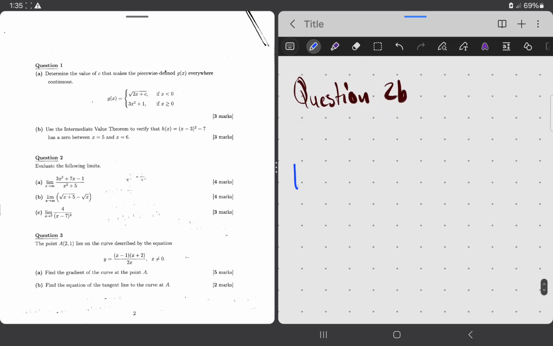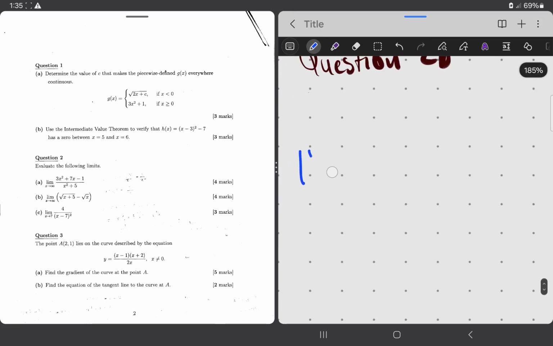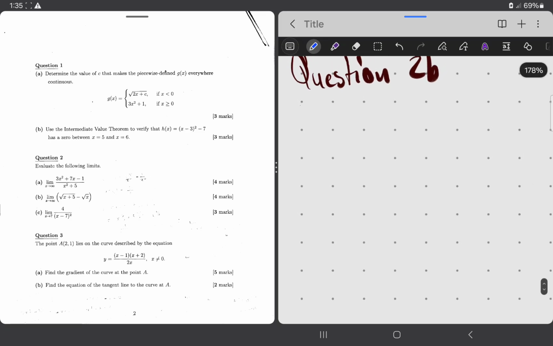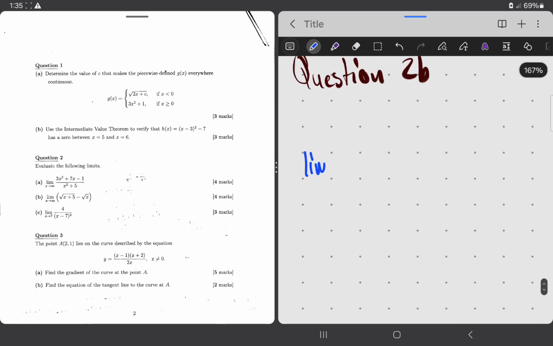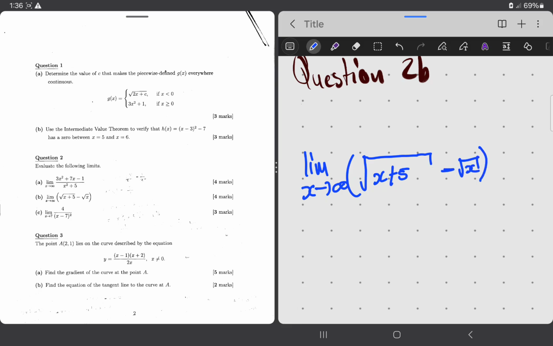It's now saying we have the limit as x goes to infinity. Let me zoom in a bit more. So it's going to be rewriting it. We can say it's the limit as x goes towards infinity of the square root of x plus 5, then minus the square root of x. This is what we have.